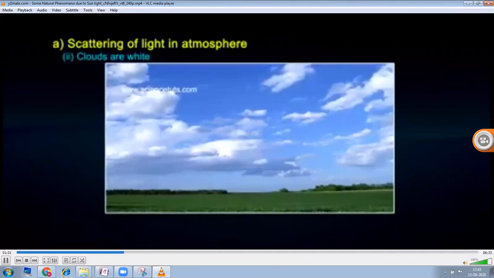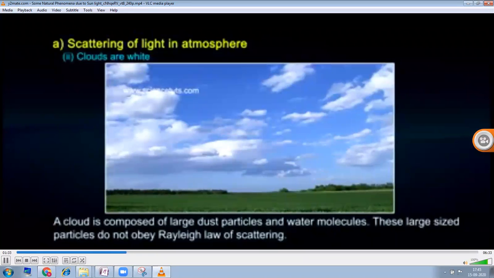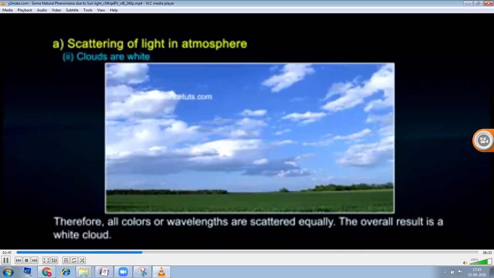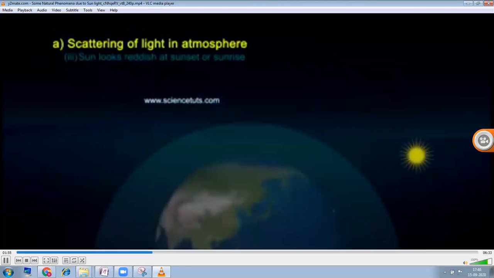2. Clouds are white. A cloud is composed of large dust particles and water molecules. These large-sized particles do not obey Rayleigh law of scattering. Therefore, all colors or wavelengths are scattered equally. The overall result is a white cloud.